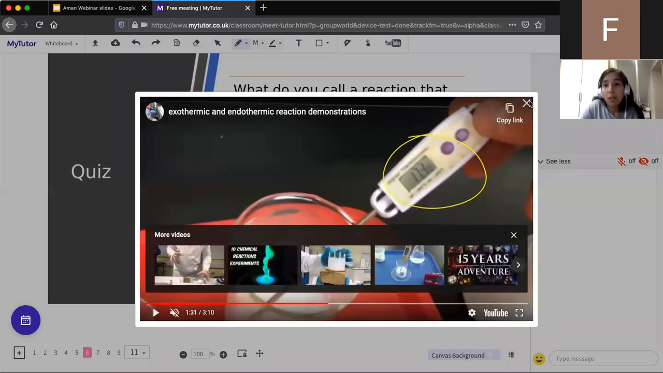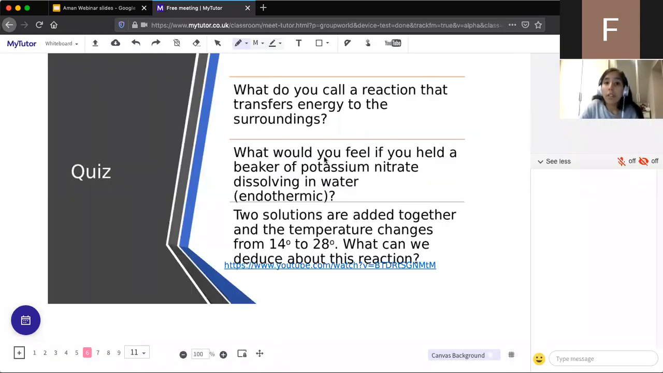Good. I'm going to stop the video there. Good, it's an endothermic reaction. Well done, everyone. So the temperature decreased. So vinegar reacting with baking soda is an endothermic reaction and the temperature has decreased. So that's how you would do it at school.